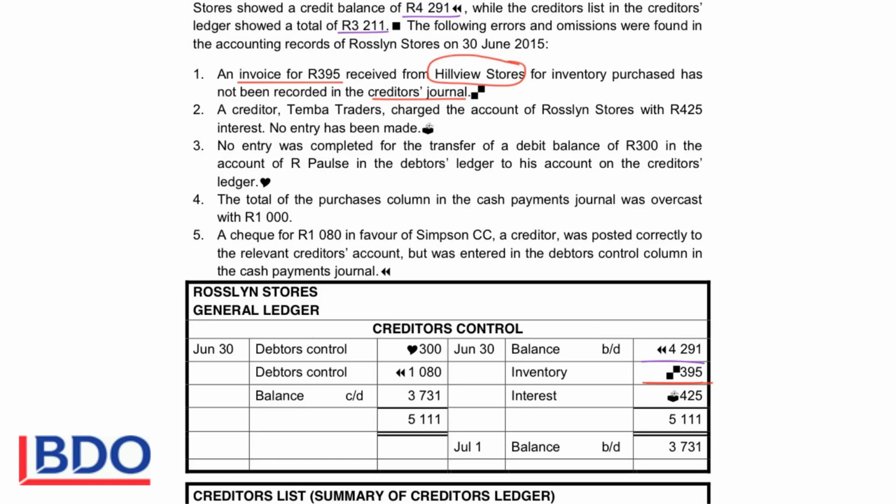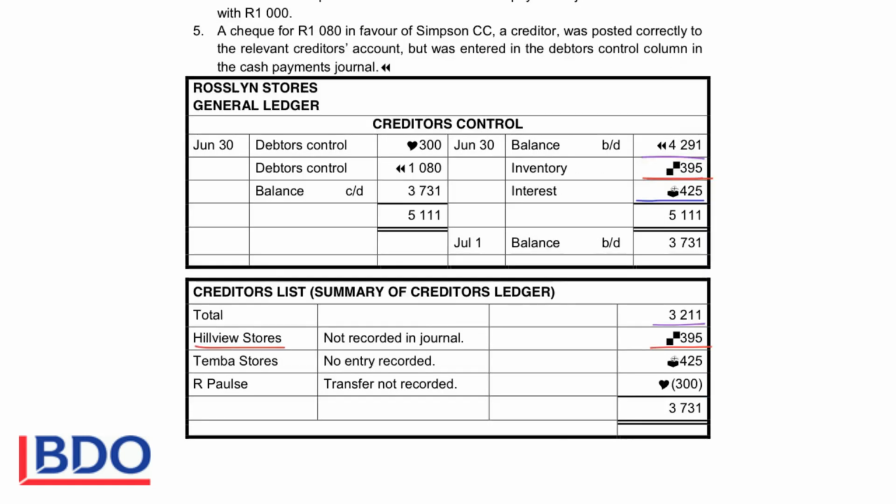A creditor, Temba Traders, charged the account of the business with 425 Rand interest. No entry was recorded. That means that this must be corrected in the creditors list and in the creditors journal. So the creditors control account will be credited with 425 Rand to increase the total debt to creditors. And the account of Temba Traders will also be credited to increase the outstanding amount with 425 Rand.